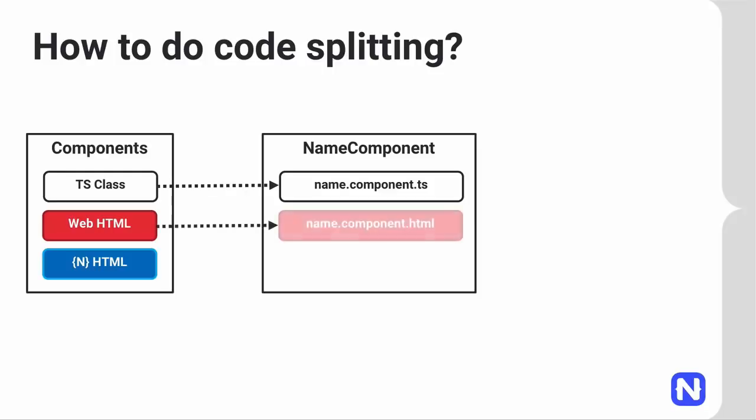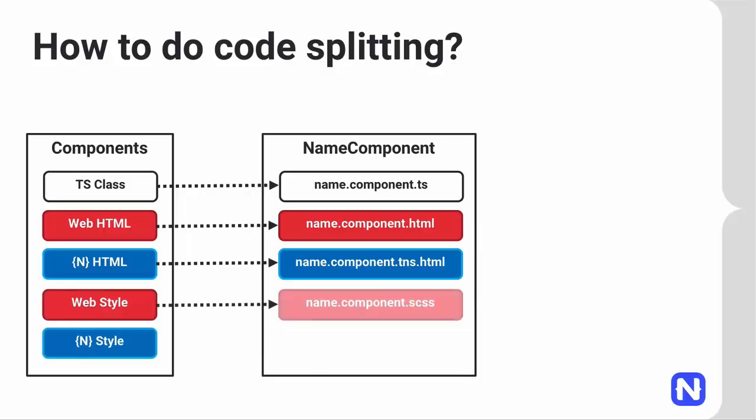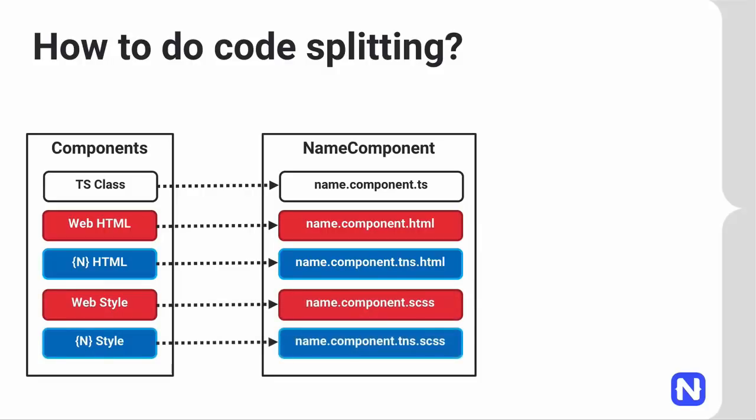And also the way we do code sharing, basically if we have a component, let's say called name, the component would then have two separate HTML files. One will be name.component.html, the other one will be the same name with .tns, or you could probably even change this extension if you really want to. And if we want to, for example, add CSS, we could have again two separate files, but then the NativeScript one will have .tns, .scss, or CSS.